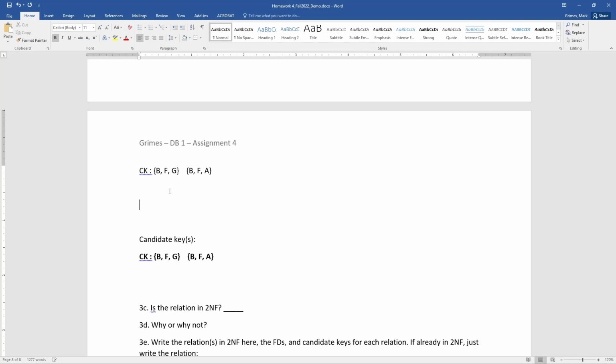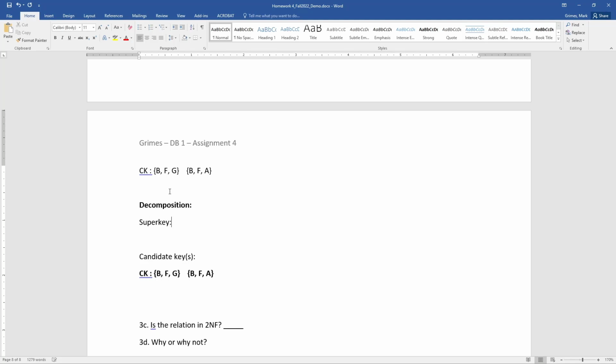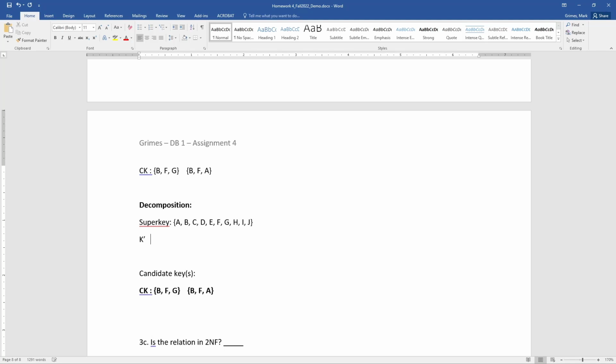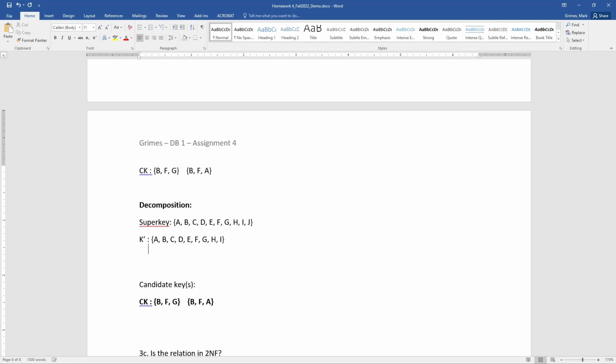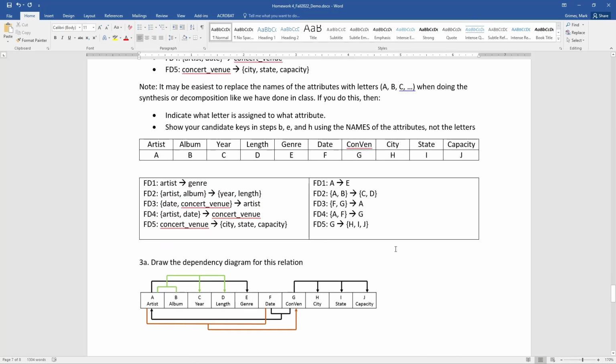Let's go ahead and walk through this with the decomposition method as well. So we start, we know we have a super key of A, B, C, D, E, F, G, H, I, J. We're going to set K prime equal to A, B, C, D, E, F, G, H, I without the J. And we're going to ask, does K prime functionally determine the attribute we just removed, J? So looking up to our functional dependencies, it looks like as long as we know the value of G, we can figure out J.